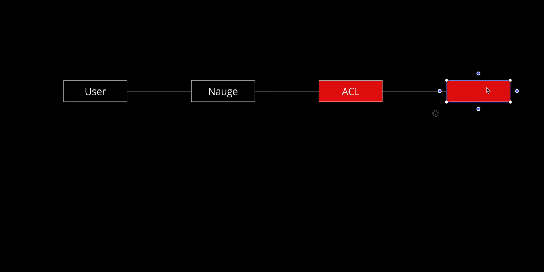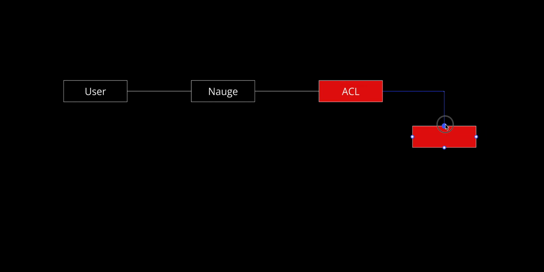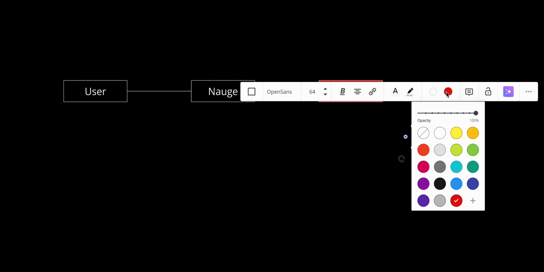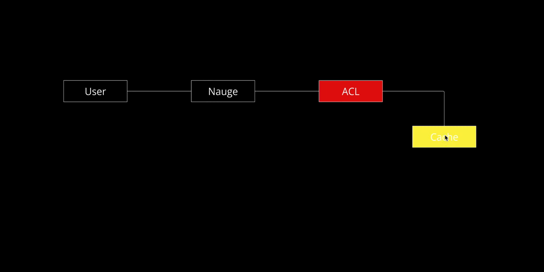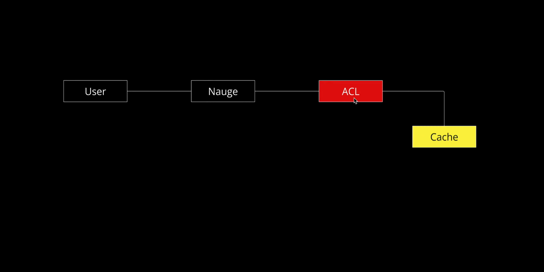The next thing we want to talk about is the cache. We have a lot of things that will be connected with the ACL service. One of them will be the cache, and let's change its color, make it black. And we have the Couch database as well.